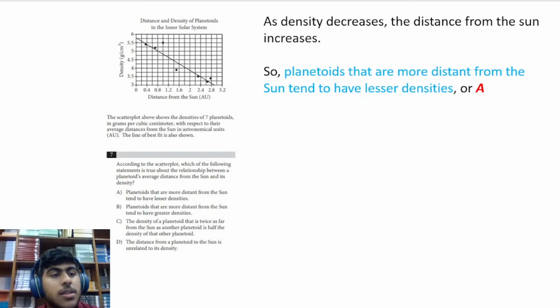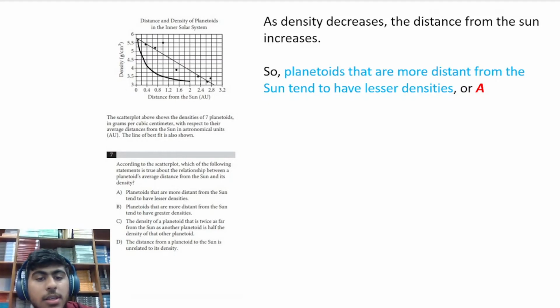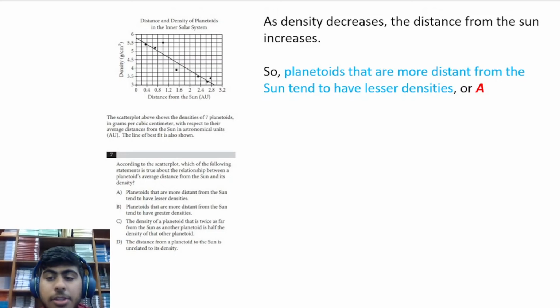If it was going to be half the densities, you'd have something that looked like this. You'd have a curve that looked like that instead of a straight line, right? So just be sure of that. Now, the answer is still answer choice A, and let's move on.